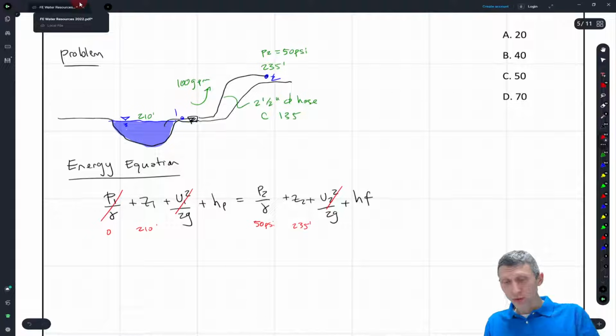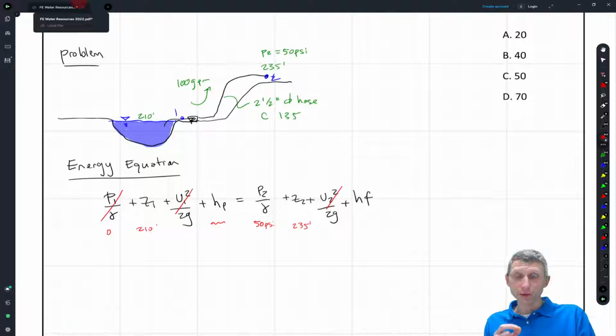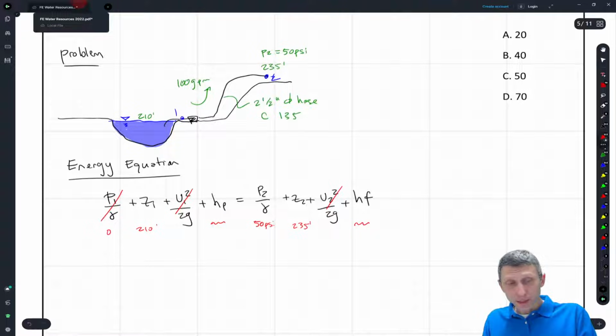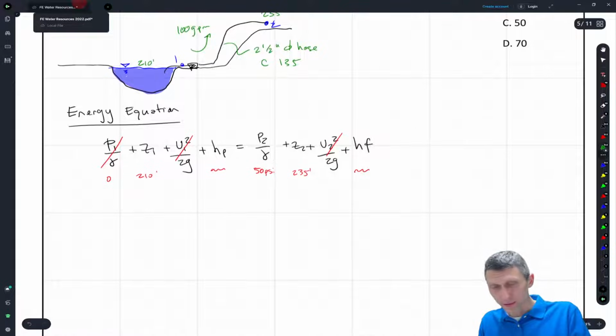So what we're left with is that we're trying to solve for this pump pressure. But in order to do that, we have to solve first for the friction losses. So what are the friction losses going to be? Let's take a look down here. For the friction losses, let's go to the Hazen-Williams equation.